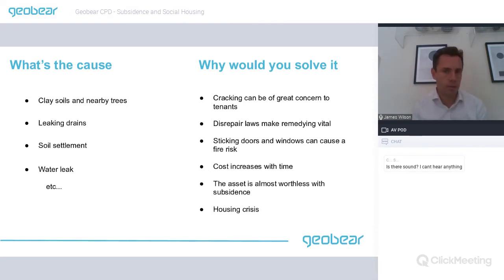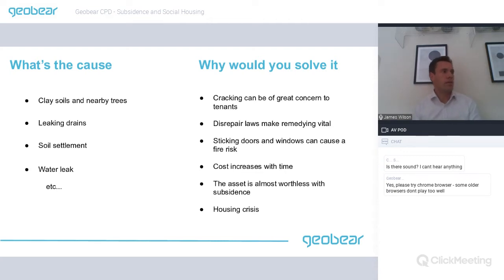That's a really big one, because as you saw with that previous slide, that subsidence has been going on for a number of years. Now the cost to remedy that is hundreds of thousands of pounds, because you've got to rebuild that whole part of the house. If they'd taken proactive steps earlier, then the cost to remedy that subsidence would be much less. So the cost increases with time, and then it's worthless.